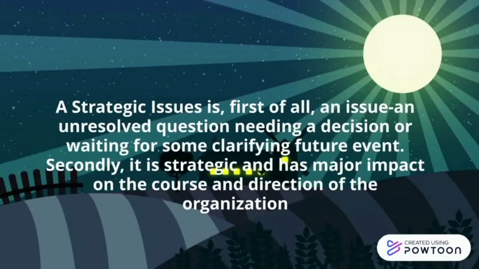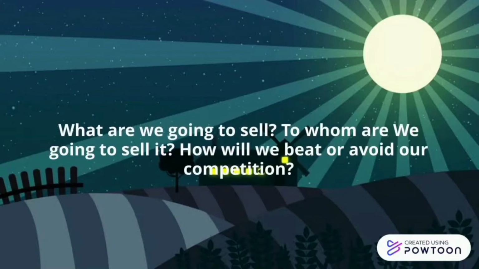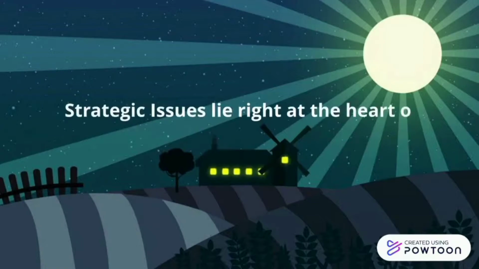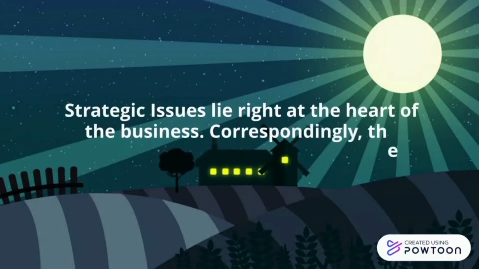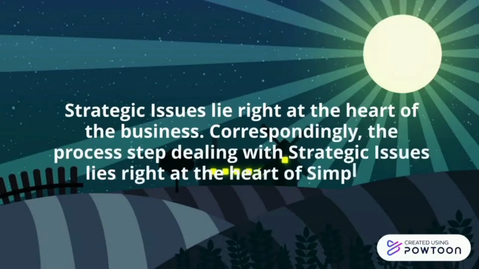A strategic issue is, first of all, an issue, an unresolved question needing a decision or waiting for some clarifying future event. Secondly, it is strategic and has major impact on the course and direction of the organization. What are we going to sell? To whom are we going to sell it? How will we beat or avoid our competition? Strategic issues lie right at the heart of the business. Correspondingly, the process step dealing with strategic issues lies right at the heart of simplified strategic planning.